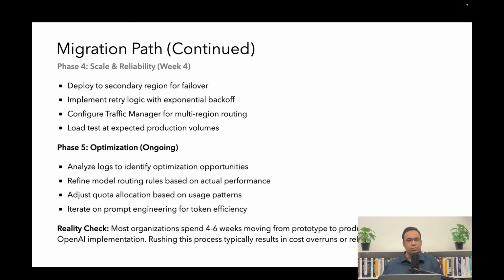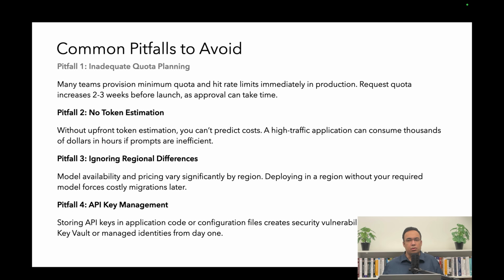This timeline assumes you have dedicated resources working on it. Rushing this process typically results in cost overruns or reliability issues that you have to fix later anyway, which ends up taking much more time overall. It's better to invest the time upfront to build the right architecture than to rush into production and then spend months firefighting issues. Let me share some common pitfalls we see teams encounter so that you can avoid them.